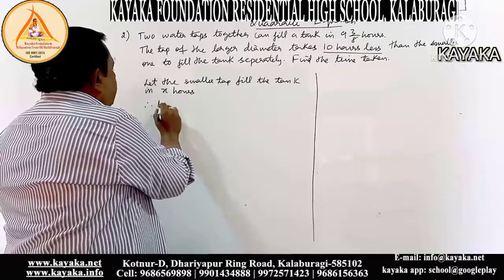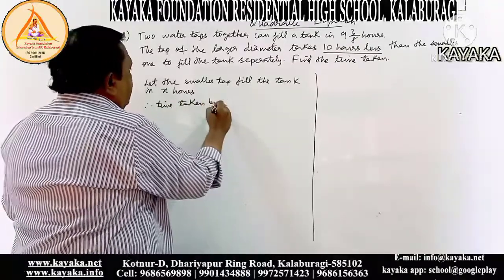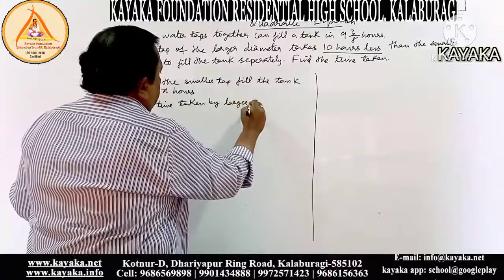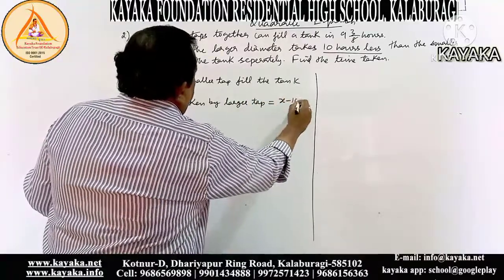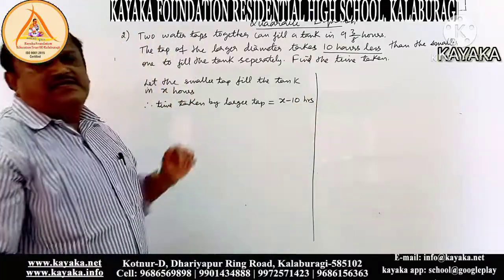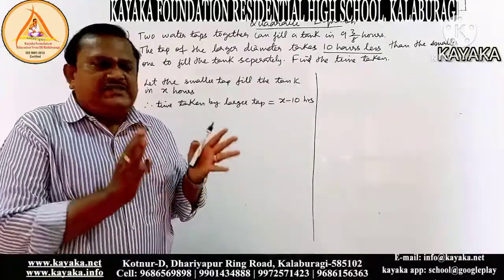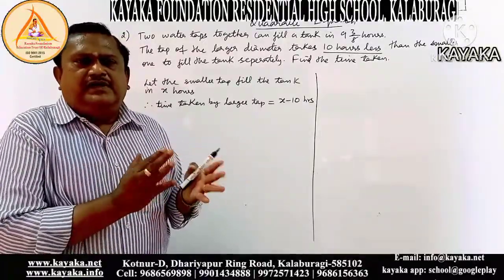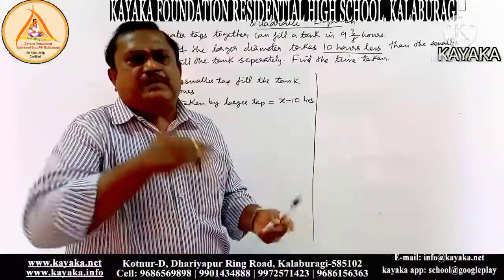Therefore, time taken by larger tap will be equal to X minus 10 hours. X minus 10 hours. Now, this is a different type of problem. You have to think. First, you have to calculate for 1 hour. Next, we will calculate for 9 3/8 hours. Like that, you have to go step by step.